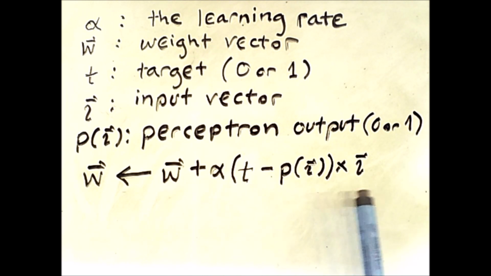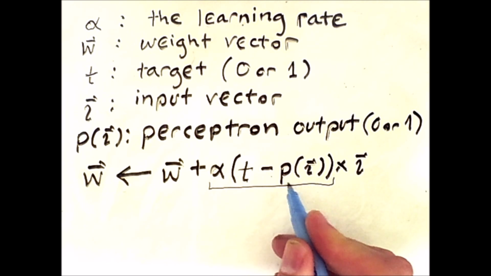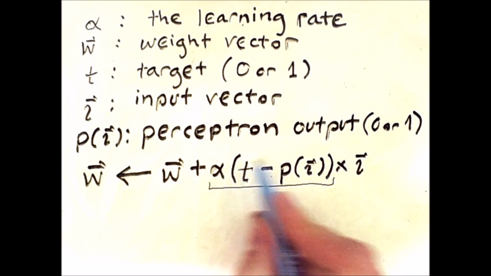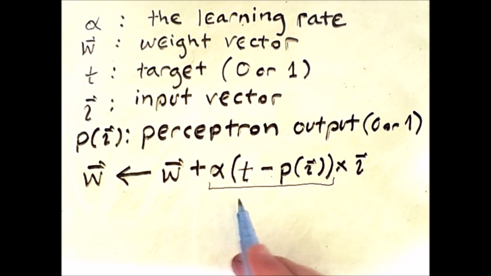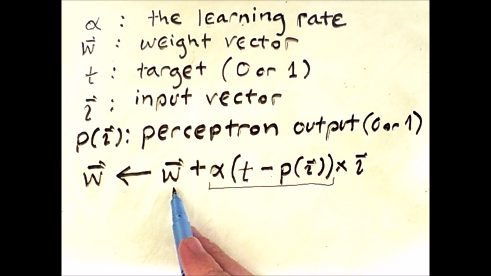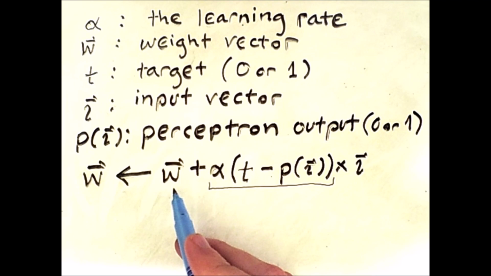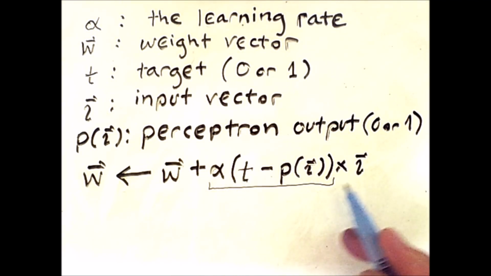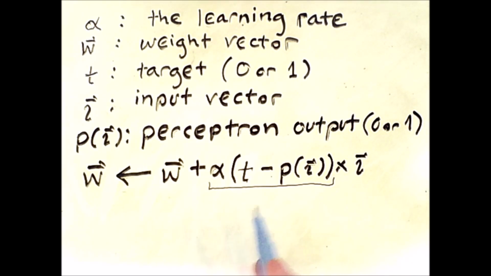Now this is a vector, this is a vector, this alpha times quantity T minus perceptron for I quantity, this is a scalar, so this whole thing is a single number. And so the idea is that for each input value there's a corresponding weight, and this weight becomes this number multiplied by its corresponding input. The next weight is this same scalar quantity multiplied by the next corresponding input, and so on. So this is an element-wise update to the weight vectors, and we'll see an example of this in a moment.